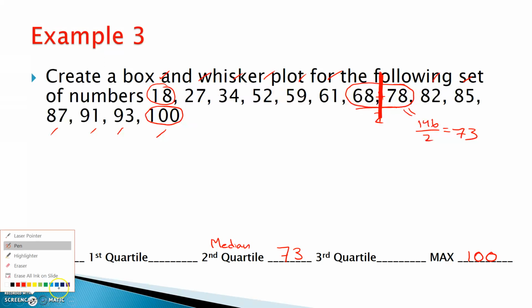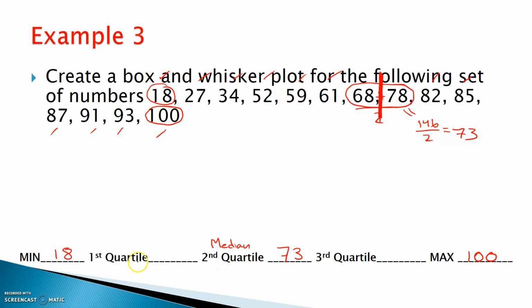All right, so let's go through and find Q1. So here's my bottom half. Let me cross off 18. Let me cross off 68. 27 gone, 61 gone, 34 is gone, 59 is gone. 52 is my Q1. Do the same thing with the top. 78 is gone. 100 is gone, 82 is gone, 93 is gone, 85 is gone, 91 is gone, 87 is my third quartile. Now these numbers, guys, are ranging from all the way from 18 all the way to 100.